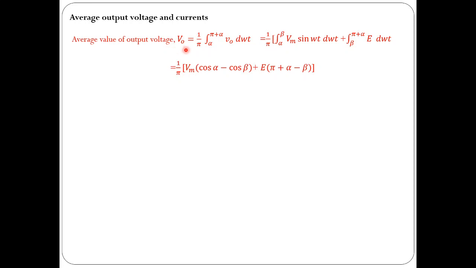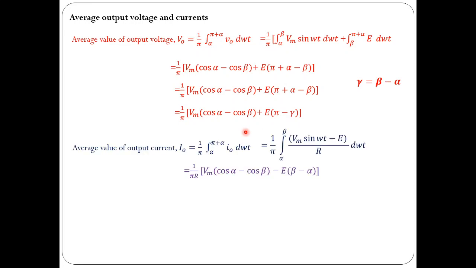So please go through this derivation. It is very simple to understand. Further, you can simplify and write it this way. The average value of output voltage is equal to Vm into cos alpha minus cos beta, plus E into pi minus the conduction angle of the thyristor, divided by pi. So this is the average value of output voltage.